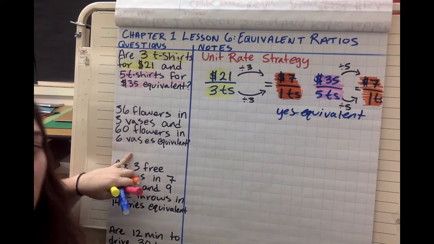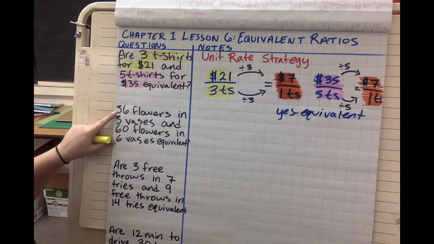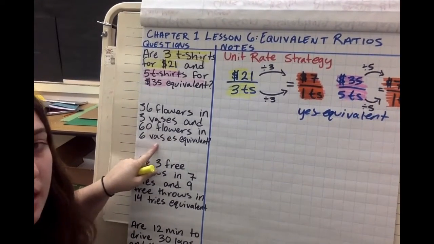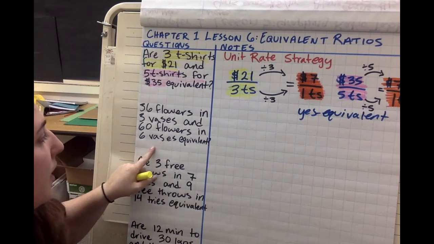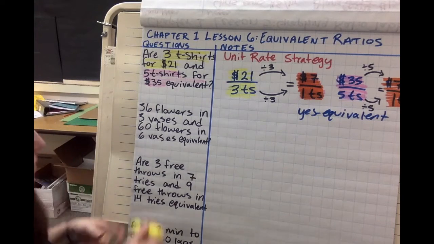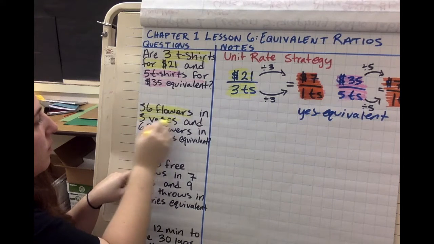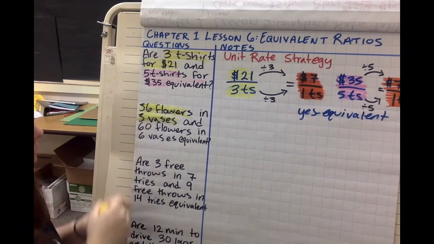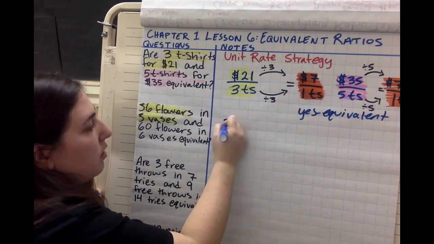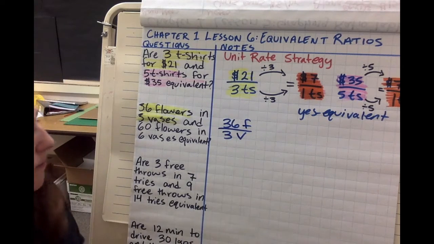Let's do one more example using this strategy. So we have 36 flowers in 3 vases and 60 flowers in 6 vases. Okay, so we have to determine if that is equivalent. So first let's write our first rate. Okay, and for my first rate, I'm going to write 36 flowers over 3 vases.